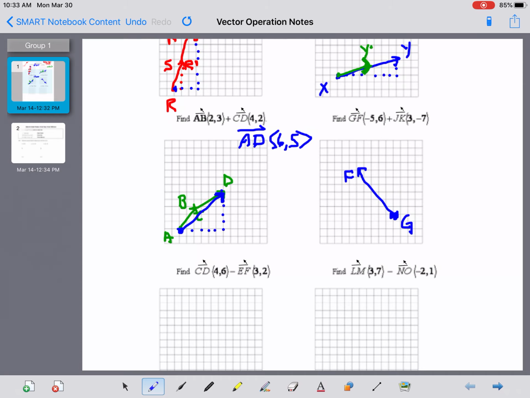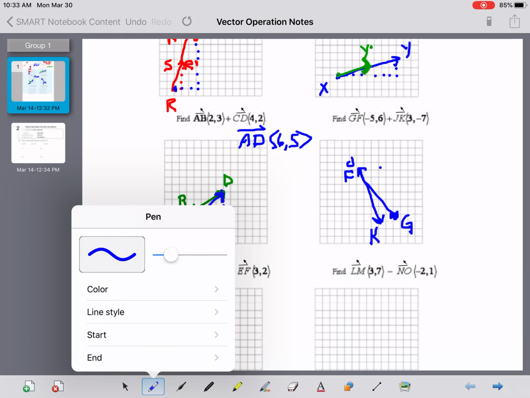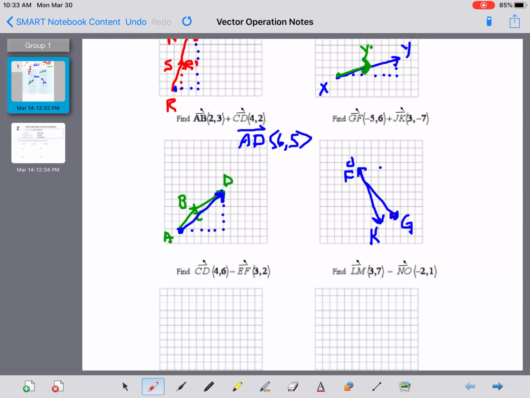And now when I add JK to it, remember that I start where I ended, so my J is going to start right at the same spot. I'm going to go right 3 and down 7. It almost looks like I crisscrossed over there, but I only draw from first to last there. So there's my K down here at the bottom. And my resultant vector is from where I started to where I ended. So I started at G and I went to K. So GK is going to be my resultant vector. That's the name. I also draw that.